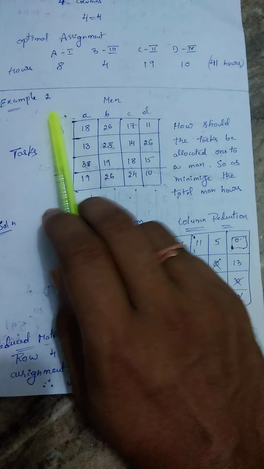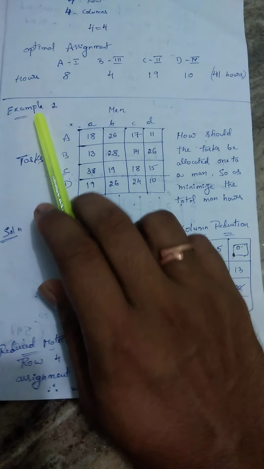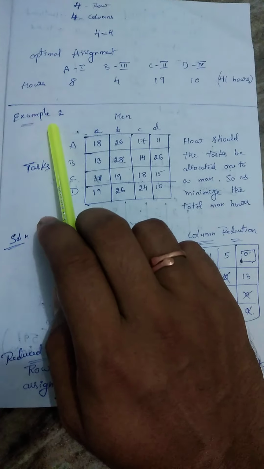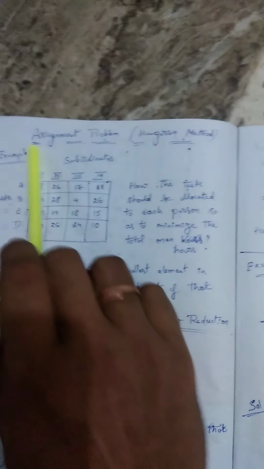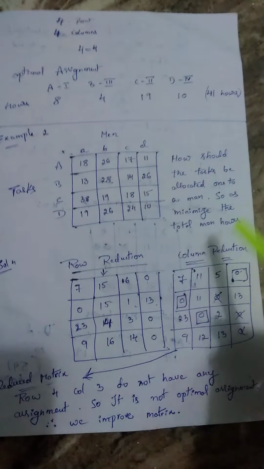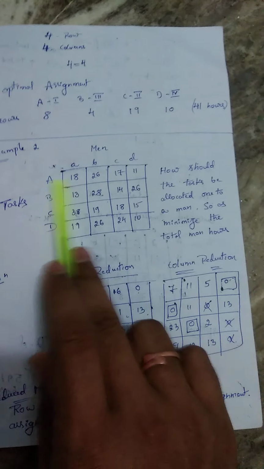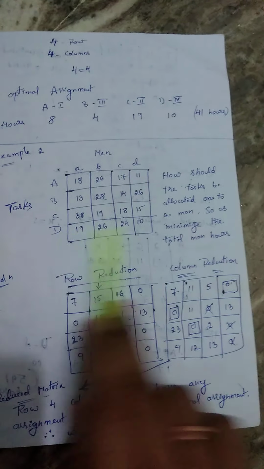Okay, my dear students, coming to example 2 for the Hungarian method. The Hungarian method is nothing but the assignment method from the previous class. For example 2, this is the given table. These are the individual tasks: task A, task B, task C, and task D.